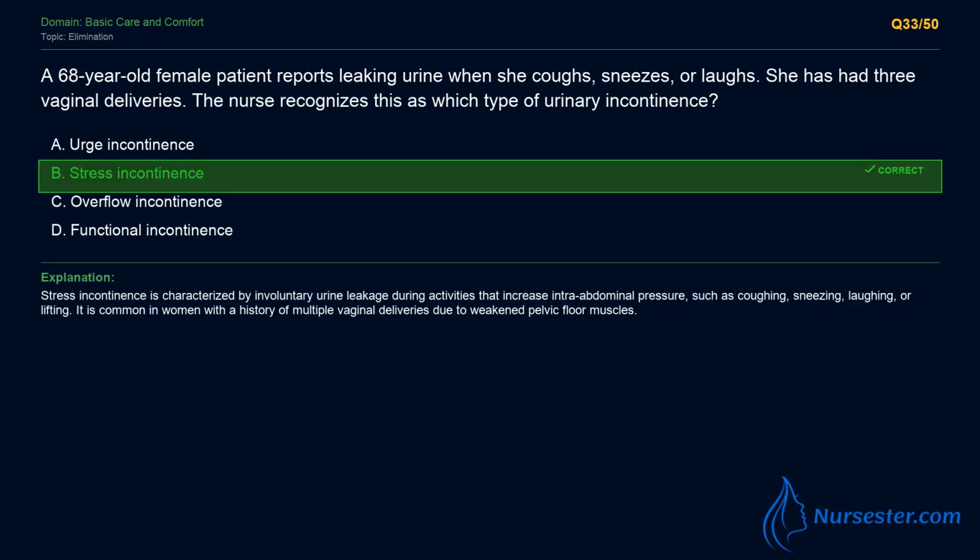The correct answer is B. Stress incontinence is characterized by involuntary urine leakage during activities that increase intra-abdominal pressure, such as coughing, sneezing, laughing, or lifting. It is common in women with a history of multiple vaginal deliveries due to weakened pelvic floor muscles.